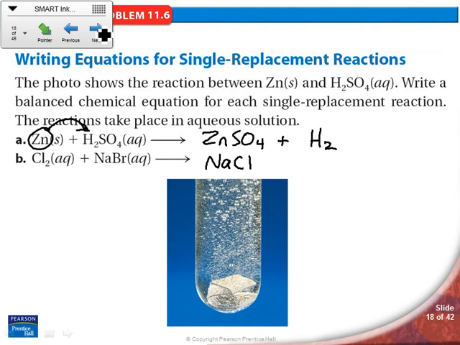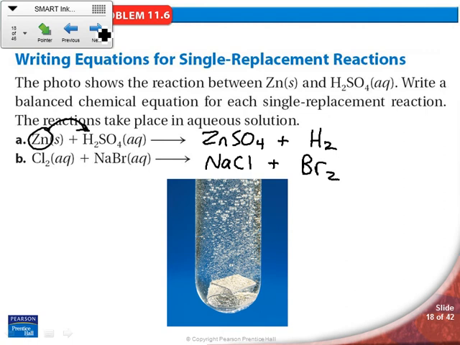This is diatomic over here when it's by itself, right? But when chlorine forms a compound, you have to think about what charge they have. Sodium's a 1 plus, chlorine's a 1 minus. That's going to be NaCl, right? Plus, which one? Br2, right? The bromine's the one that gets kicked out.